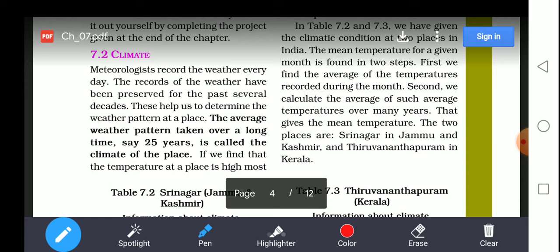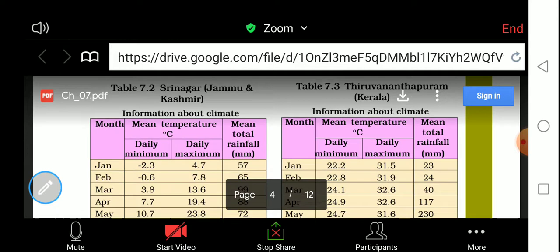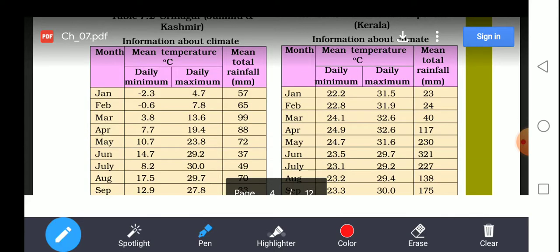The two places are Srinagar in Jammu and Kashmir and Thiruvananthapuram in Kerala. If you compare these two states, you will find in this Table 7.2 the months are given: January, February, March. For each month the maximum temperature and minimum temperature is calculated, and the mean total rainfall is also given. This side is Jammu and Kashmir, JK.